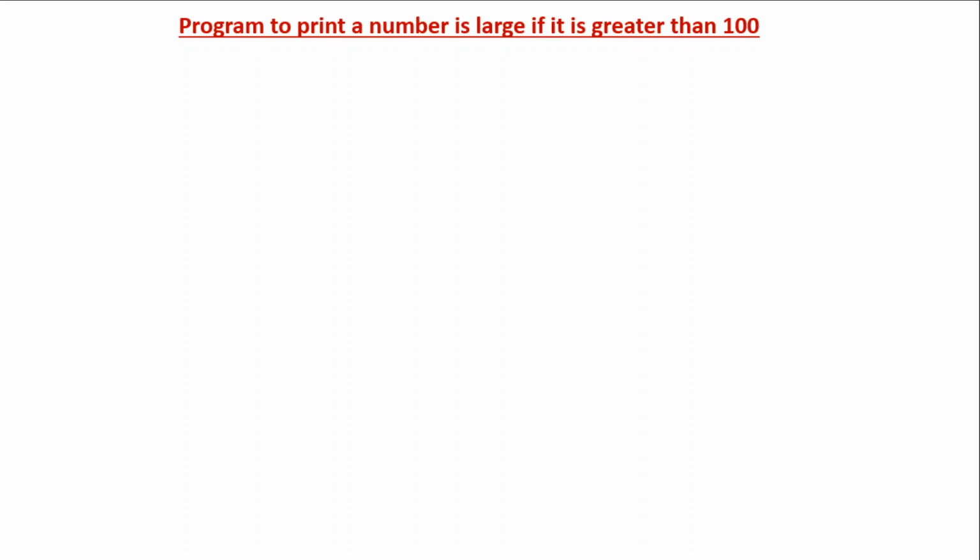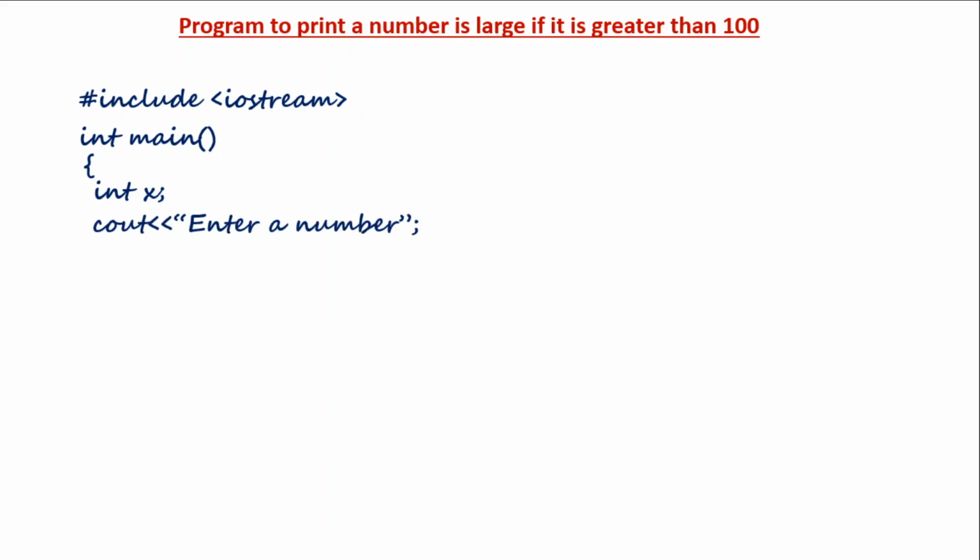So we'll see. First, we have to write hash include iostream. Then we write int main. I started the main function, braces opened. Then I'm going to enter a number, so there should be a number declared. So I declare the number as x, int x. Then it should ask a question, enter a number. Then after that, there should be a provision to enter the number. That is satisfied with the statement cin. So cin x. With this statement, I can enter a number through the keyboard.